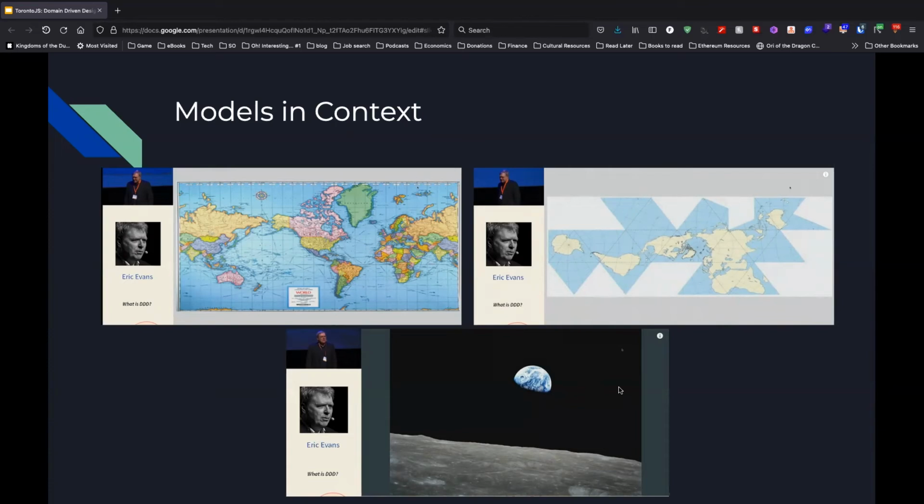Not that this representation of the Earth is not useful. It's just useful in a different sense. Particularly if you want to enjoy the Earth.